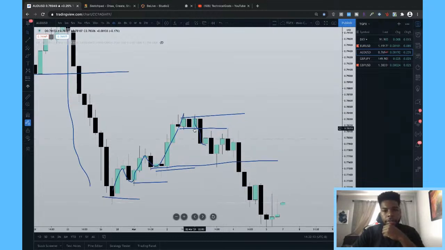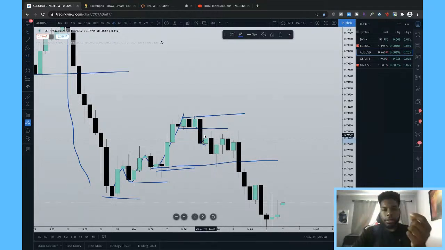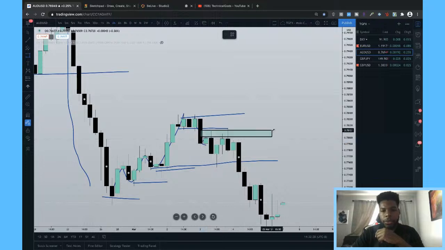So now, if I highlight this area here, we now have a zone of liquidity that we're looking to trade off of in the future. So on this tap here, this tap here, this tap here, these are all entry points on lower time frames that we can take for this sell trade.